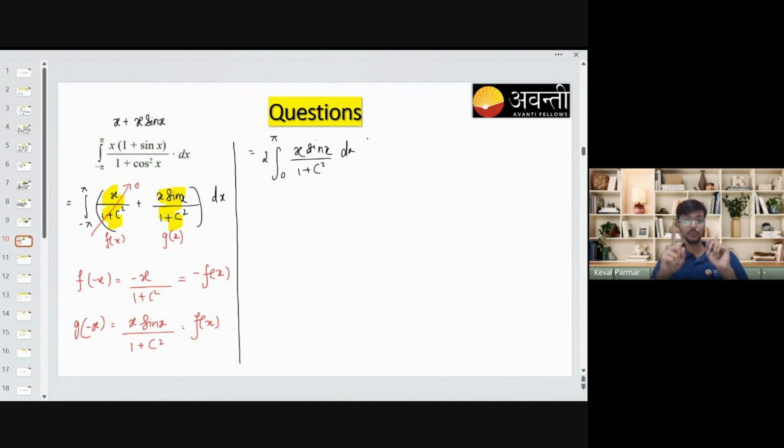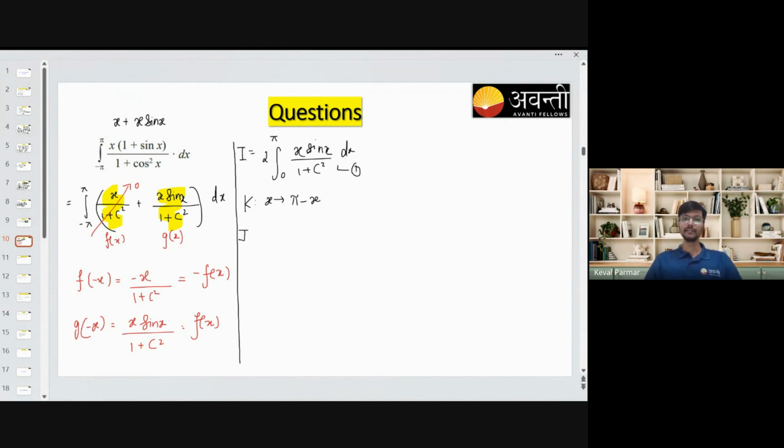Now, we use the even odd property. Now it's time to use the king property. So what does king say, guys? I can replace x by sum of upper limit plus lower limit minus x. So let's mark it as equation 1.